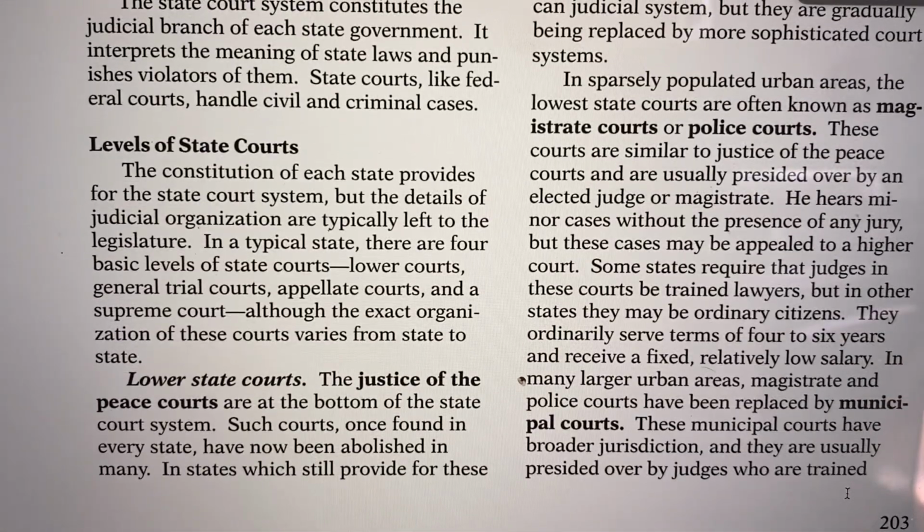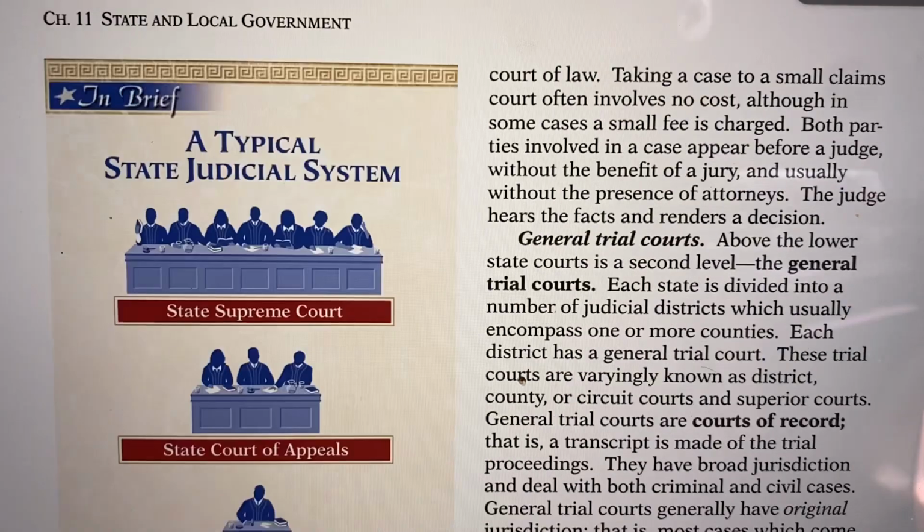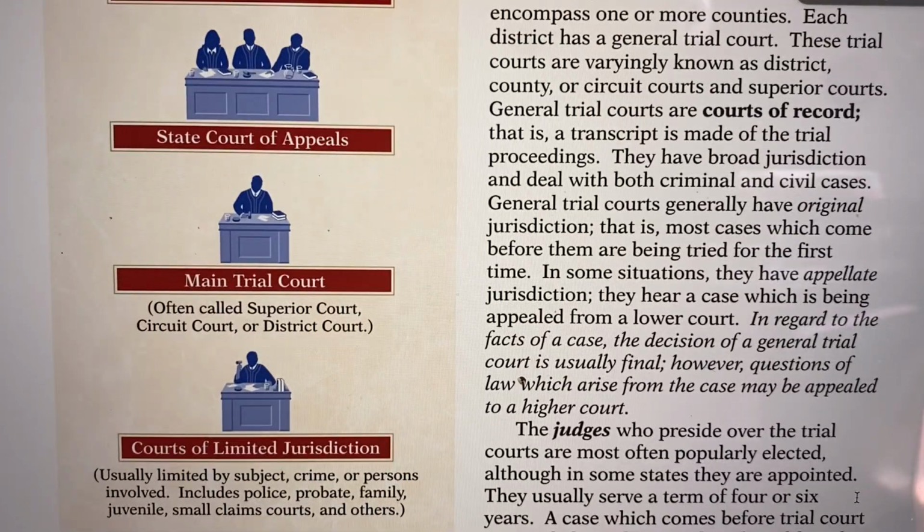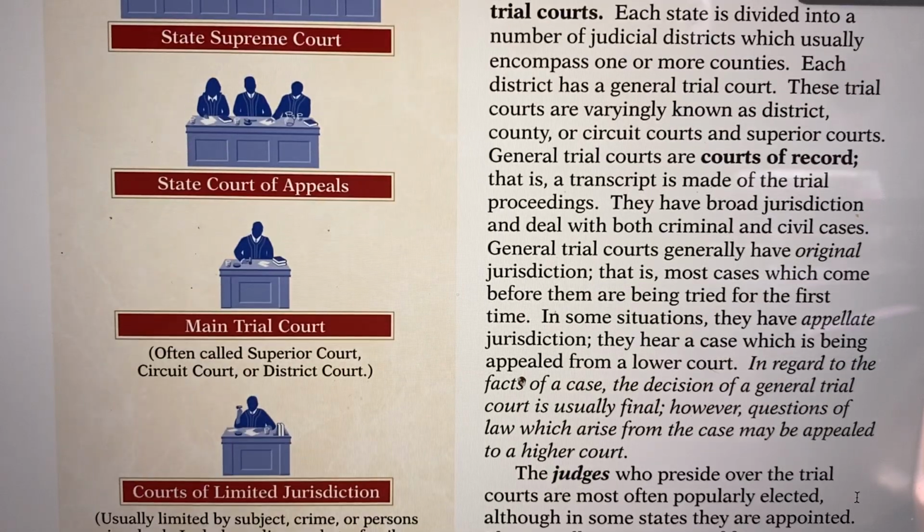So, the levels of the state courts. This is pretty important. There are 4 different levels. Let me go ahead and show you them. I'm going to skip ahead a bit right here. Here are the levels. So, there are 4 levels. The bottom level are the courts of limited jurisdiction, and these include police, probate, family, juvenile, small claims, all these lower courts.